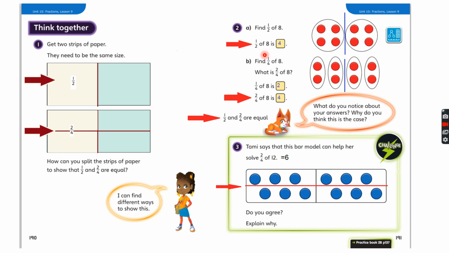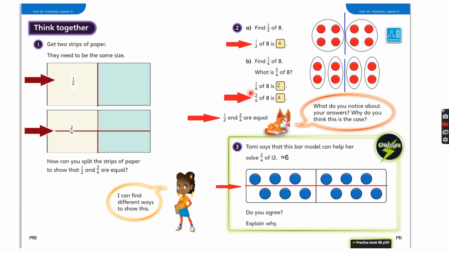So, again, we are going to find the half of the 8 circles. You have to find how many circles are inside one group out of 2. The answer will be 4. The same red circles, they are 8, but now I'm not going to cut them into 2 equal parts. I will cut them into 4 equal parts. Why did I cut them into 4 equal parts? Because the denominator says 4. So I have to put them into 4 groups.